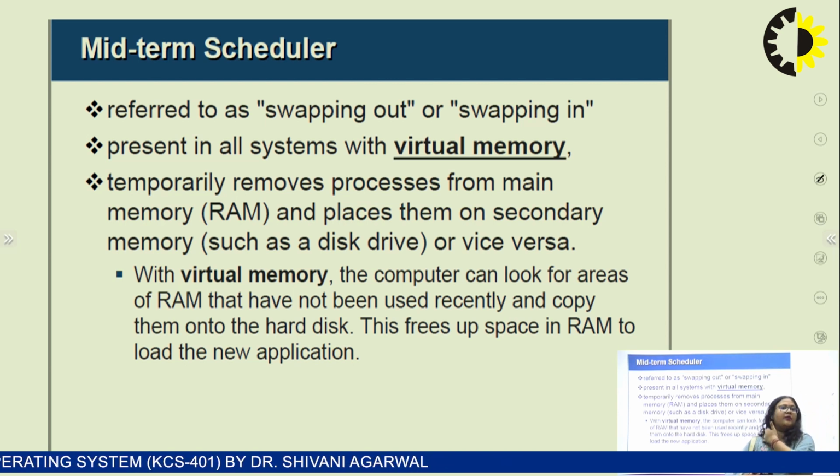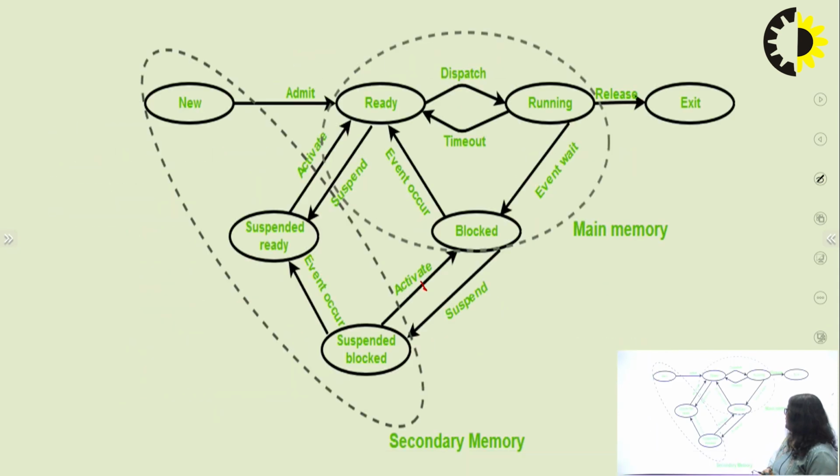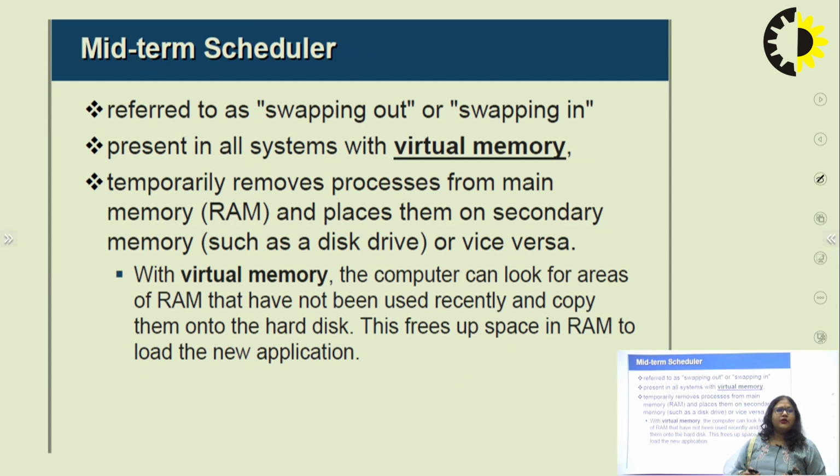Now the mid-term scheduler. The mid-term scheduler means the swap in and swap out process. Basically, in this particular life cycle, the process comes under the mid-term scheduler when it moves from the blocked state to the suspended block or from the suspended block to the blocked state. So this is known as the mid-term scheduler point. It is referred to as swap in and swap out because, for some event, the process moves from the waiting state to the suspended waiting. That scheduler is known as the mid-term scheduler.